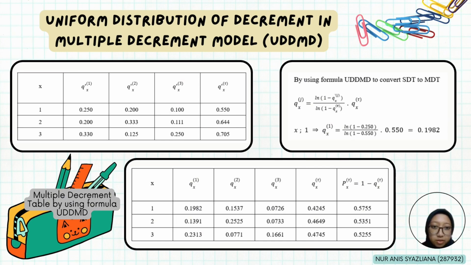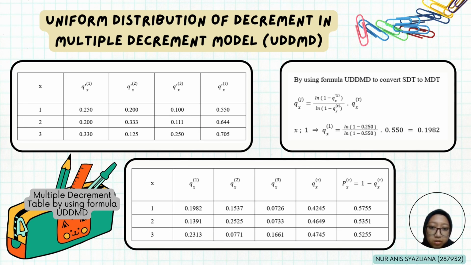So for example here, we calculate the QX1 for year 1. So we enter the values into the formula. So ln(1 minus QX prime J), where QX prime J is 0.25, over ln(1 minus QX tau), where QX tau is 0.55, times 0.55 QX tau, and we get 0.1982.